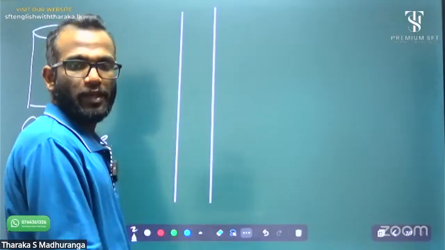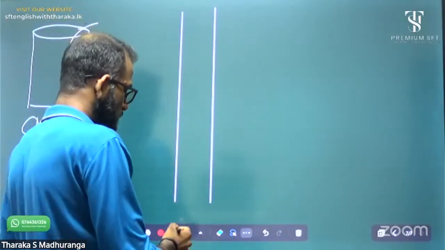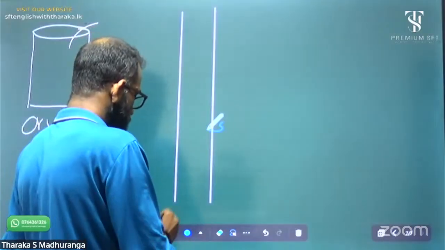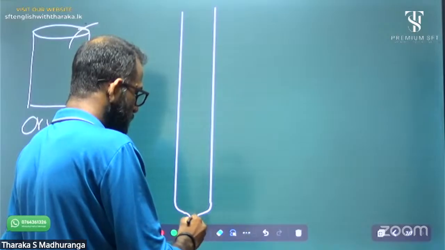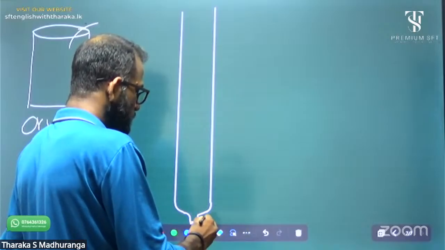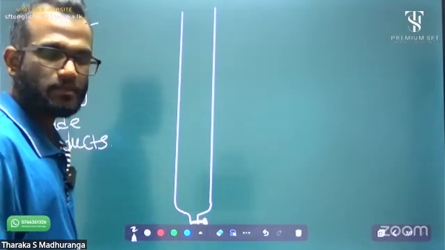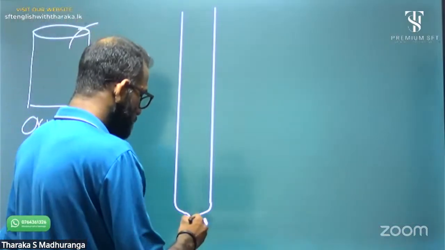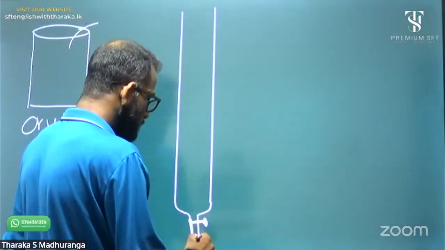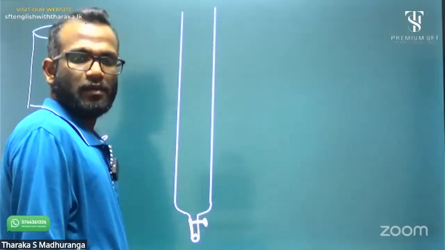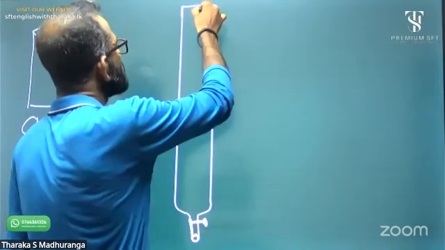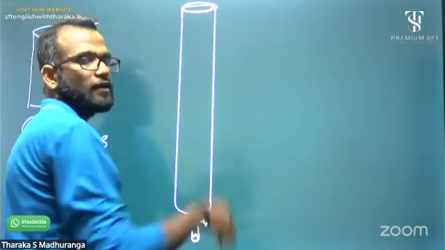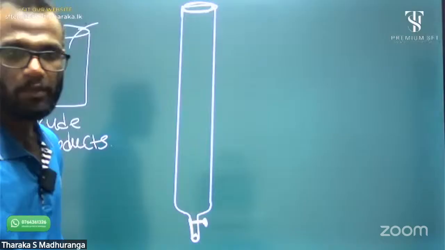Okay, this is a burette. It contains a valve here. This is a valve. And this is the open end. And the total height is 1 meter. That we call a burette.